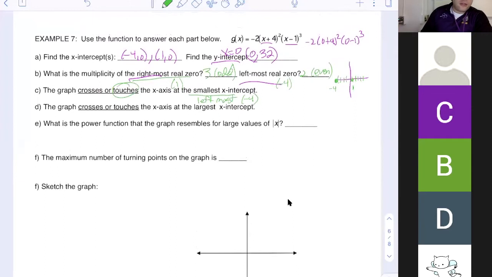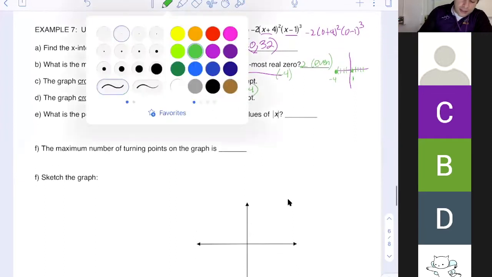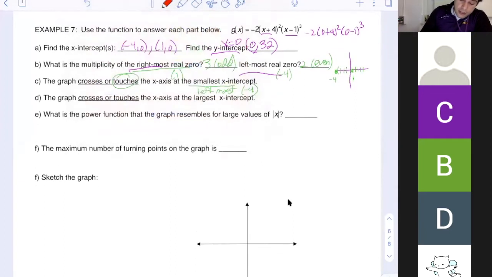The graph touches or crosses at the largest x-intercept. The largest is the rightmost, okay? All the way to the right, what's the biggest one to the right? And in this case, it's 1, and looking at 1, it has an odd multiplicity, which means it crosses.